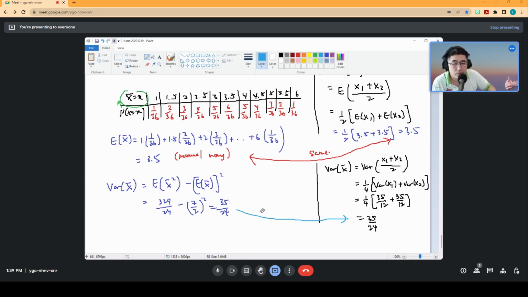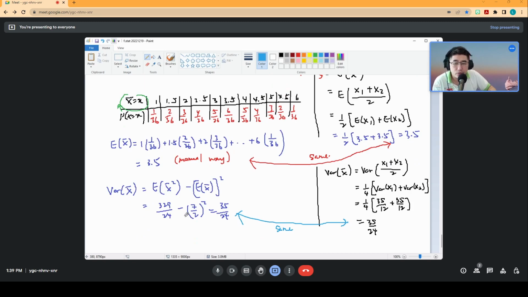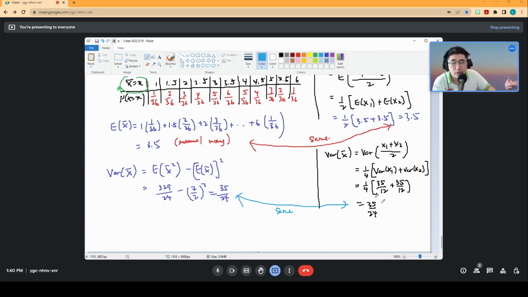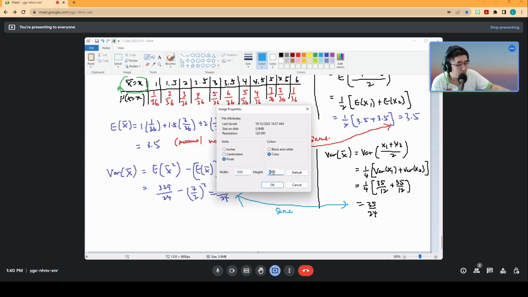Same. That means we don't really need to go through the entire process of creating the big table and so on before we can get the value. From these levels you are expected to know how to use the chapter 2 formulas to do the shortcut and get the answer. Okay, what kind of summary can we get from here? Let's see.